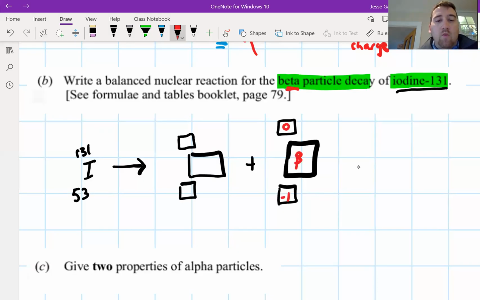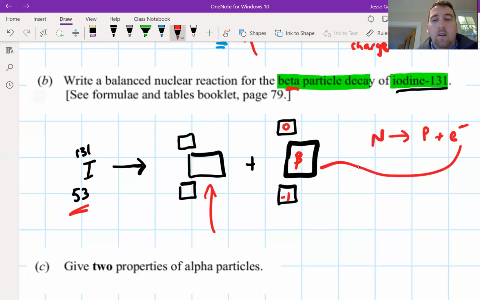All right, so now think about what's happened to the nucleus. What's going to be the result over here after the beta particle decay? Pause the video, do that now. Okay, so what we know is that a neutron N splits into a proton plus an electron. Remember that? Here is the electron, the beta particle. The proton stayed in the nucleus.